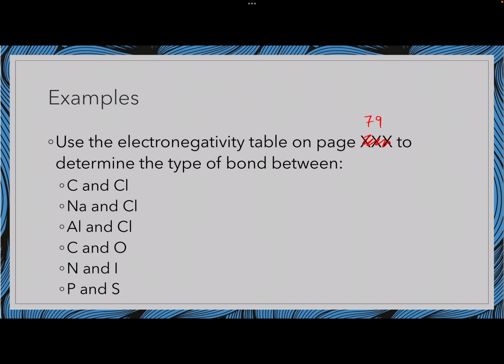So carbon and chlorine, we'll find that that one's polar covalent. Sodium and chlorine, that's ionic. Aluminium and chlorine, again ionic, basically because aluminium is a metal. Carbon and oxygen is polar covalent. Nitrogen and iodine is polar covalent. Phosphorus and sulfur is nonpolar covalent. Okay, so hopefully you got those. If you're not sure, come and see me, and we'll move on to the next bit.